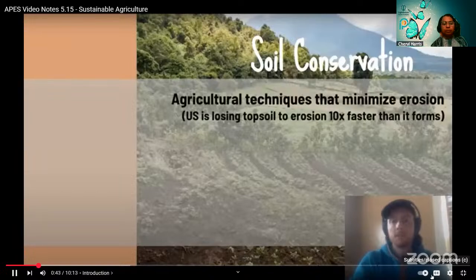So first of all, soil conservation is just agricultural techniques that are aimed at minimizing erosion. This is really important because in the United States, topsoil erodes 10 times faster than it forms. So it takes a long time for rocks to break down, for weathering to occur, but it does not take a long time for the wind and the rain and poor agricultural practices to erode topsoil. So it's really critical that we're thinking about how to conserve it.